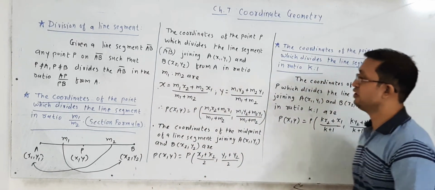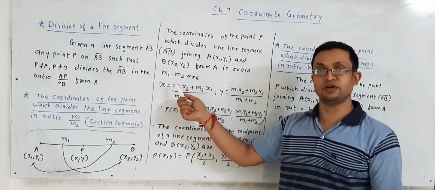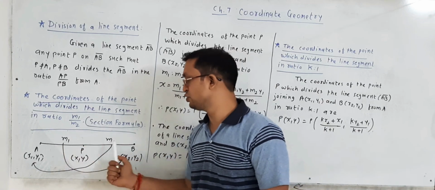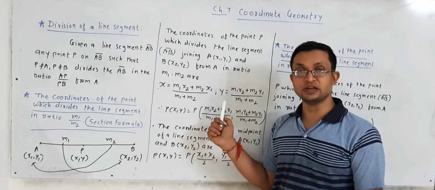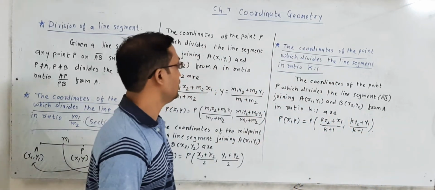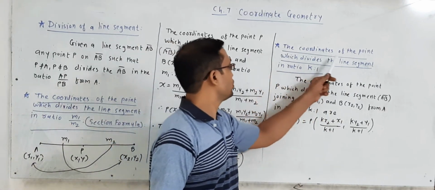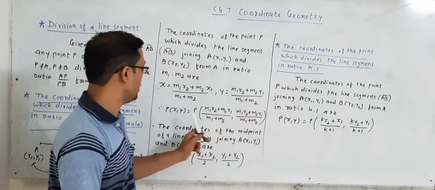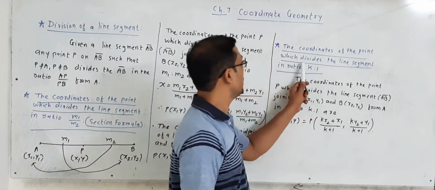Next, if the ratio is in fraction form, for example 2 to 5, then m1 is 2 and m2 is 5, and we apply this formula. If the ratio m1 to m2 is an integer, then the ratio is k to 1, with denominator 1. Both formulas are similar, but here the ratio is in integer form, and there it is in fraction form.